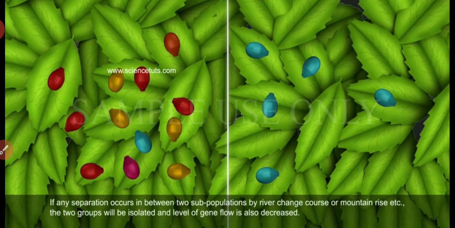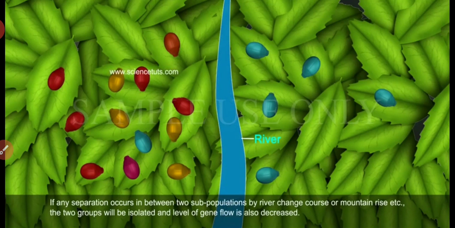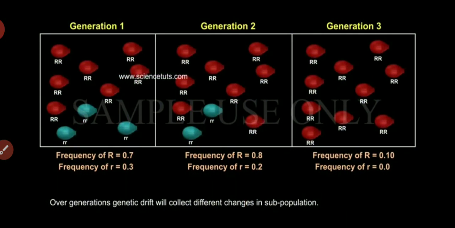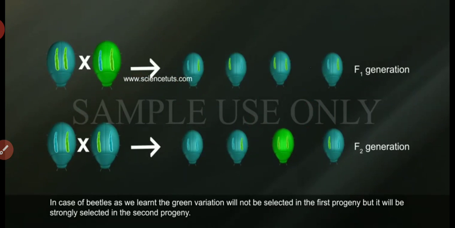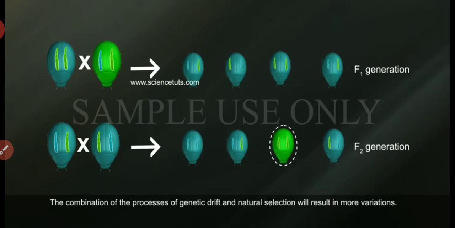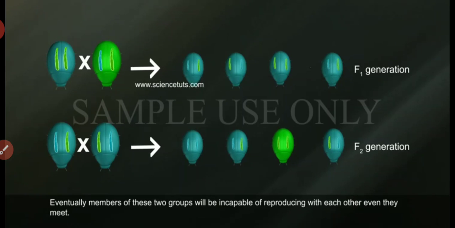If any separation occurs between two subpopulations, by a river changing course or a mountain range, etc., the two groups will be isolated and the level of gene flow is also decreased. Over generations, genetic drift will collect different changes in the subpopulations. In the case of beetles, as we learned, the green variation will not be selected in the first progeny, but it will be strongly selected in the second progeny. The combination of the processes of genetic drift and natural selection will result in more variations. Eventually, members of these two groups will be incapable of reproducing with each other even if they meet.